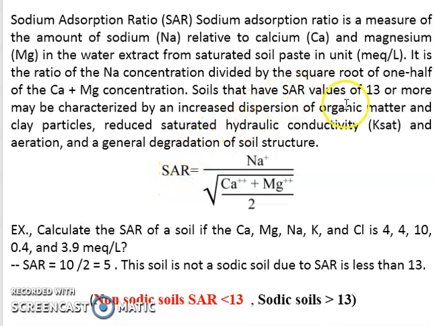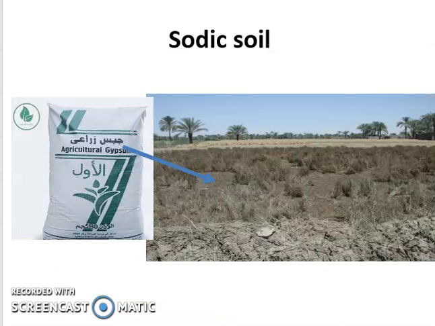A soil that has a SAR value of 13 or more may be characterized by an increased dispersion of organic matter and clay particles. Consequently, this will lead to a reduction of saturated hydraulic conductivity and aeration, and a general dispersion of the soil structure. This shape shows you a sodic soil.